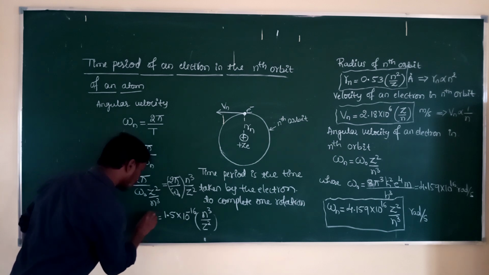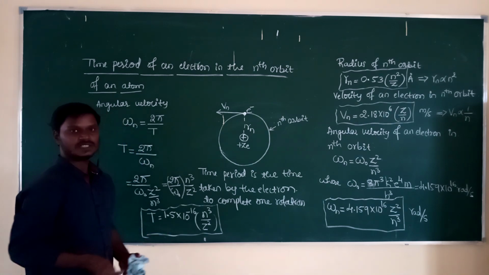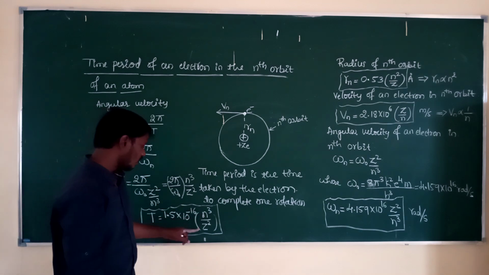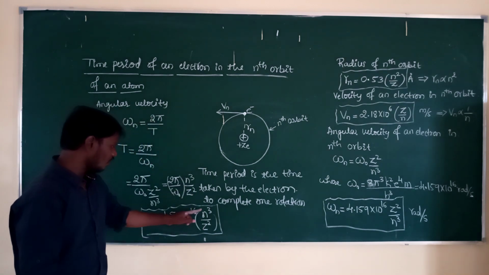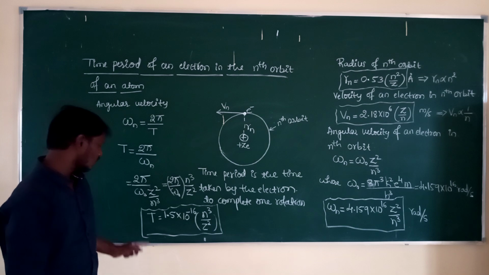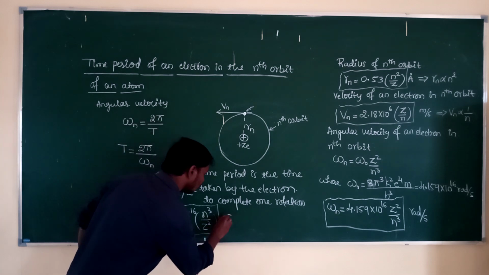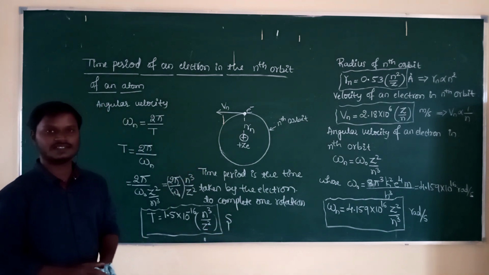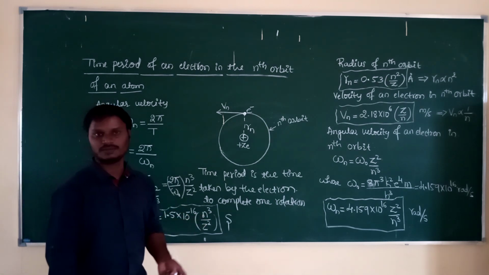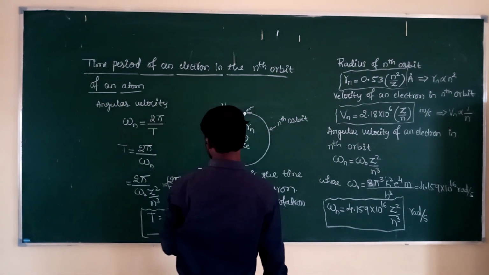So this is the formula used to find the time period of an electron in the given orbit. In the first orbit of the hydrogen atom, the n value is taken as 1, and for the hydrogen atom the z value is 1. Then 1 cube divided by 1 square is again 1, which means in the first orbit of the hydrogen atom, the time period of an electron is 1.5 into 10 raised to minus 16 second. Here the time period is measured in seconds.